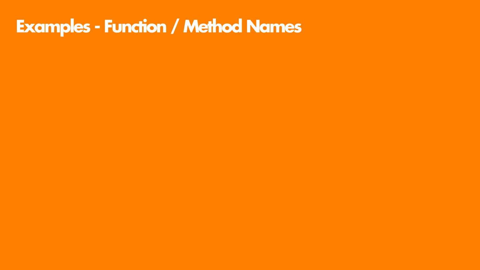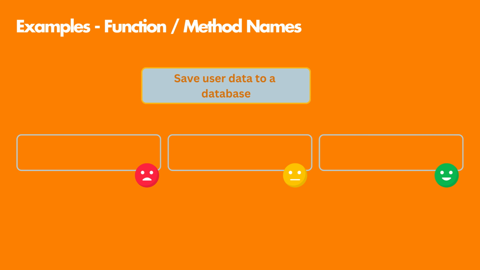Let's dig into some real-world examples of function and method names, breaking them down into three categories: bad, okay, and good. Bad names could be process and handle. These names are overly generic and could apply to various operations, making it unclear what's happening. For okay names, we can use save and storeData. While they convey that something is being saved, they lack specificity.